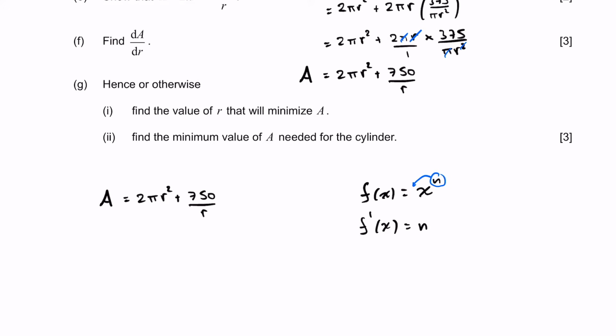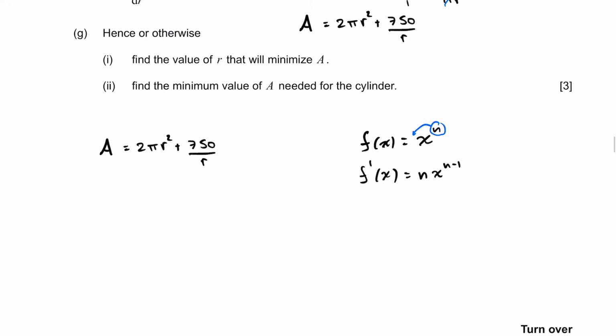We have n times x, and then n we reduce by 1. So whatever that exponent is, we reduce it by 1. Okay, so let's go and look at this right here. We see actually there's a variable in the denominator, so we're going to need to bring that up essentially and write it with a negative exponent.